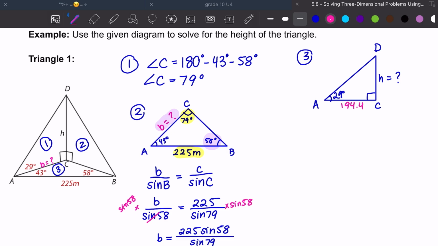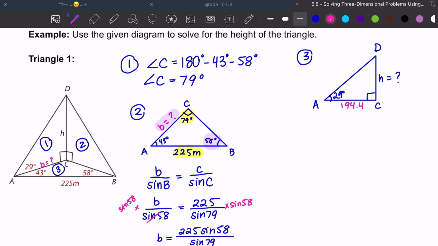So I've got enough to do SOHCAHTOA, which, looking from my angle, I've got the opposite side length, which is our height, and I have the adjacent side length, which is the 194.4. So which trig ratio can I use for that? Opposite and adjacent. Yeah. So I was going to say go through SOHCAHTOA.